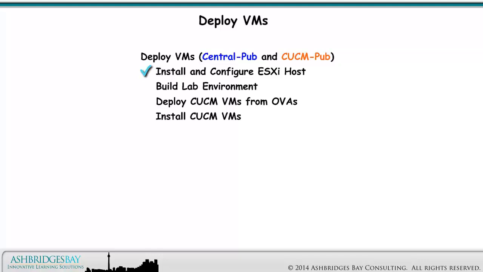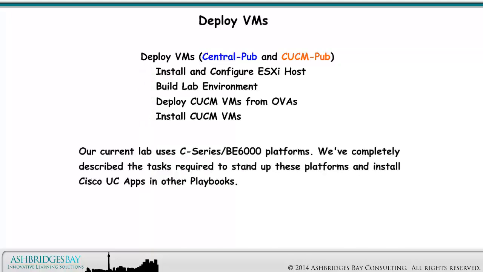Install and configure ESXi host. Build lab environment. Deploy CUCM VMs from OVAs. Install CUCM VMs. Our current lab uses C-Series BE6000 platforms. We've completely described the tasks required to stand up these platforms and install Cisco UC apps in other playbooks. You can use a smaller, simpler environment for your lab.